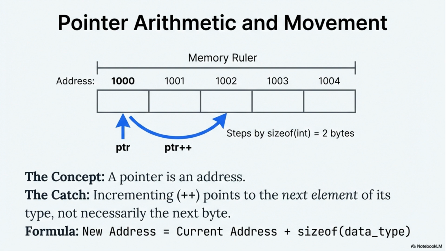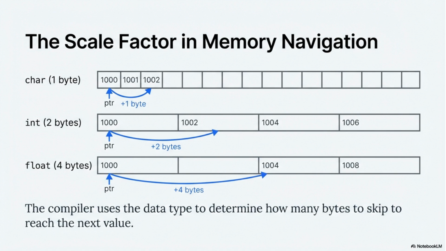In pointer arithmetic, incrementing a pointer moves it to the next element of its type, not just the next byte. The formula for the new address is the current address plus the size of the data type. The scale factor in memory navigation is determined by the data type. A char pointer increments by 1 byte, an int pointer by 2 bytes, and a float pointer by 4 bytes to reach the next value.